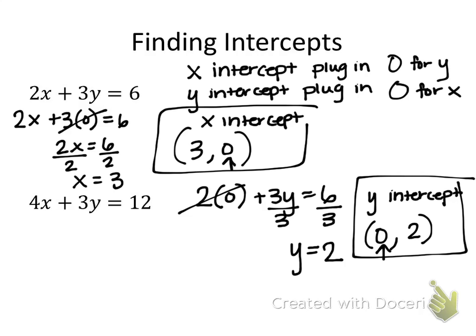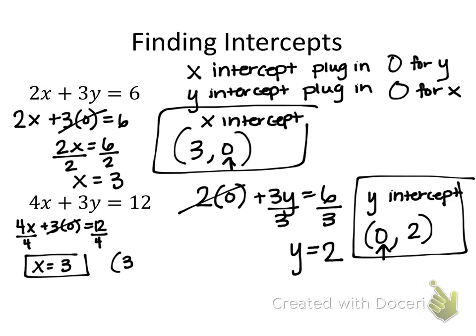Okay, so let's do this next one. All right, find the x-intercept first. So I'm going to do 4x plus 3 times 0 equals 12. That cancels out there basically, and I divide each side by 4 because I want to get x by itself, and I get x equals 3. So I know my x-intercept is 3. And I would prefer you to write this as an ordered pair. So I have a 3 for my x value, 0 for my y value. So this is my x-intercept.